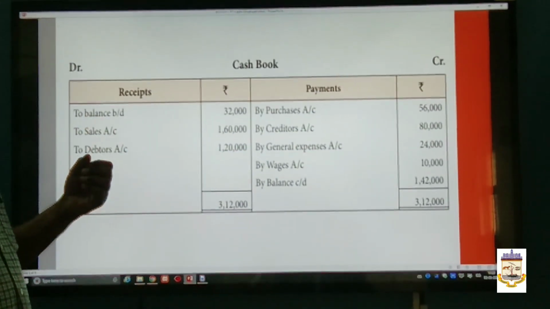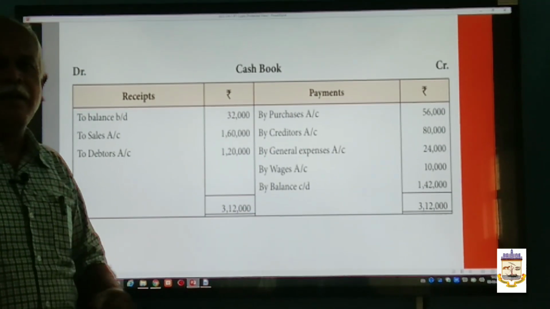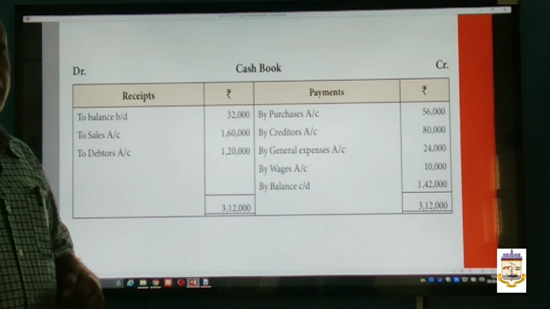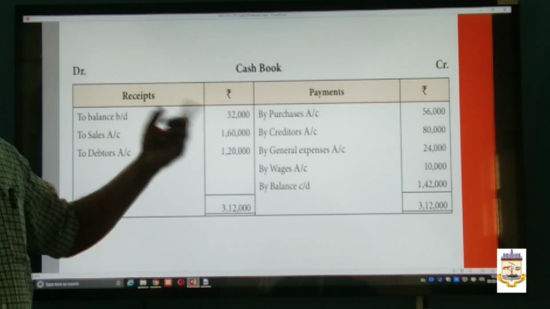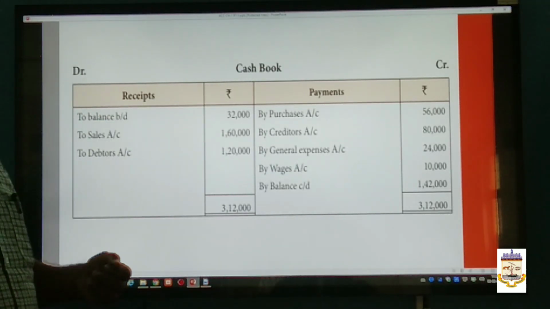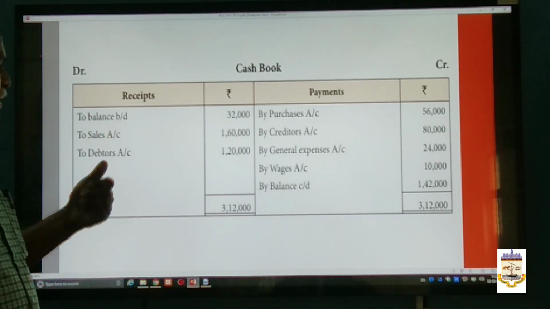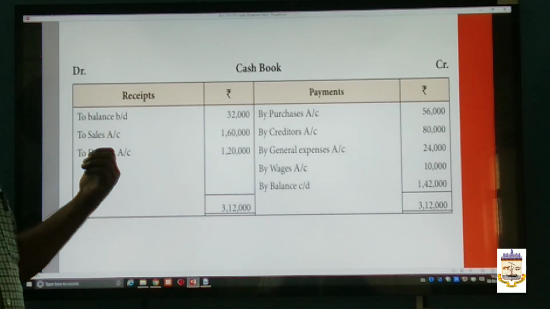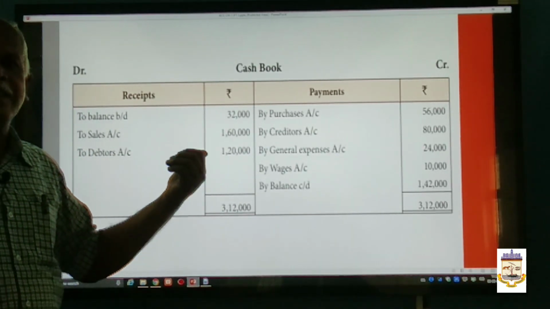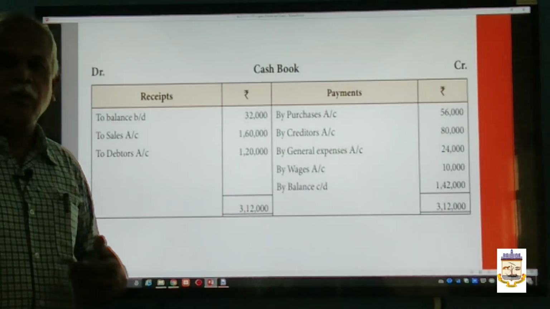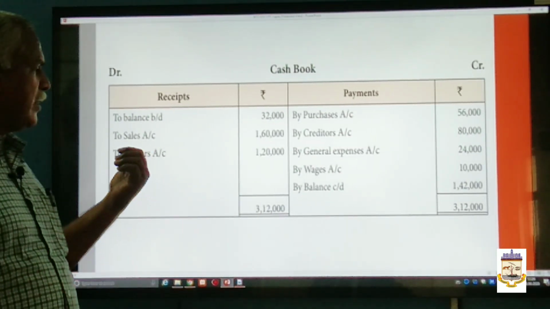What are the things on the receipt side we record? That is the opening cash balance, what is available at the start of the accounting period. Sales account, that is cash sales made by receiving money. The debtors account is the amount collected from debtors, or you can say customers, those who took goods from us on an earlier date. If they pay money, we put it on the receipt side as debtors account.